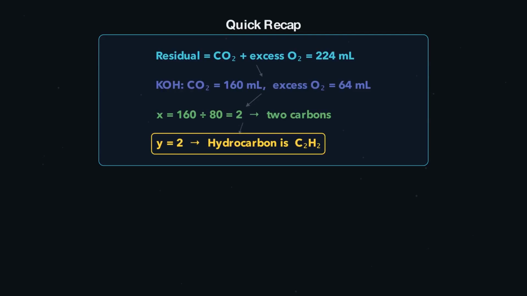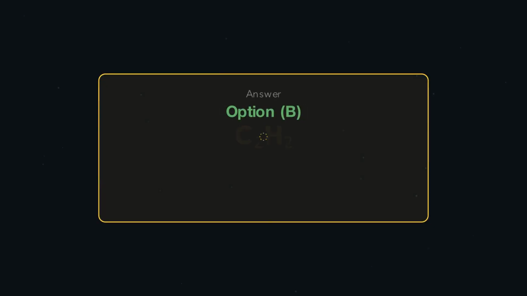Now for hydrogen. Oxygen consumed equals 264 minus 64, that's 200 milliliters. Per molecule of hydrocarbon, the ratio is 2.5. Plugging X equals 2 into the stoichiometry equation, X plus Y over 4 equals 2.5, gives Y equals 2. Our hydrocarbon is C2H2, acetylene. Let's verify. Acetylene burns with exactly 200 of the 264 milliliters of oxygen, producing 160 of CO2 plus 64 excess. After KOH, exactly 64 milliliters.